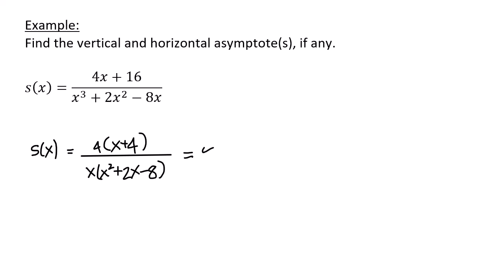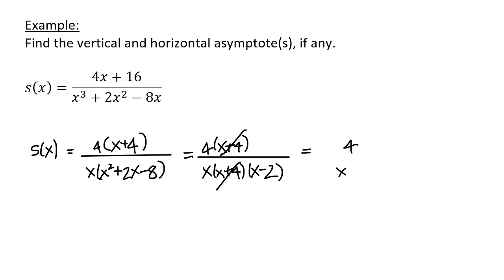So I have 4 times x plus 4 all over x times x plus 4, x minus 2. And I can see that I have a common factor in the numerator and the denominator. So that's actually multiplying everything by 1. So this simplifies to 4 all over x times x minus 2. But I can't ignore the fact that I had this factor of x plus 4.